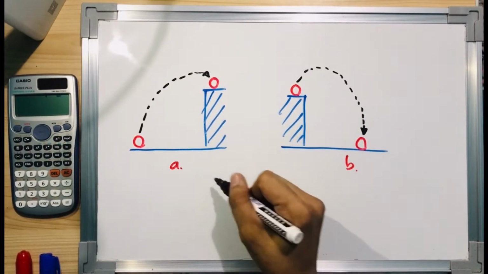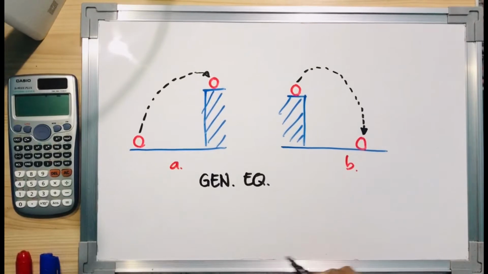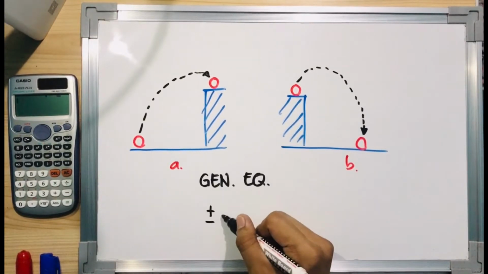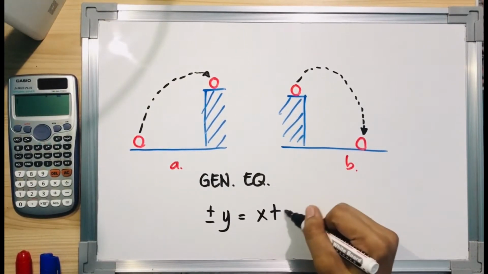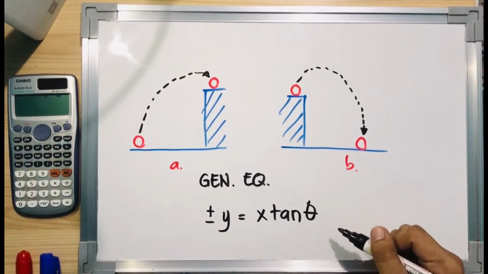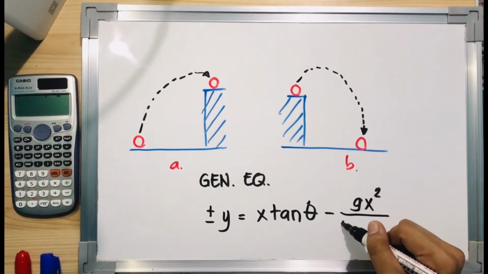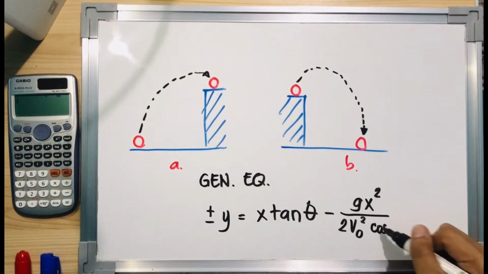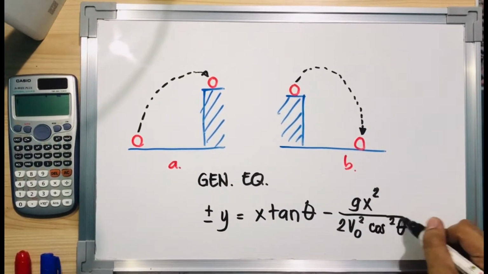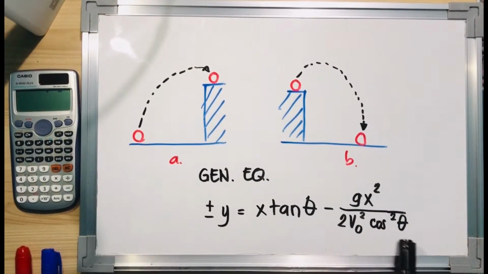So, ano nga ba yung general equation? Okay? General equation ng projectile. Ito yon, plus or minus y is equal to x tangent theta, okay, minus gx squared divided by 2 times the initial velocity squared cosine squared theta. So, kung hindi kayo masyadong marunong sa paggamit ng calculator nyo for solving this, makakatulong din tong video na to.